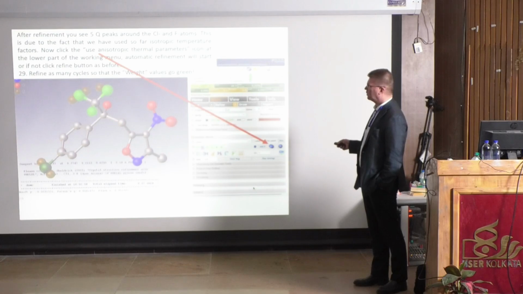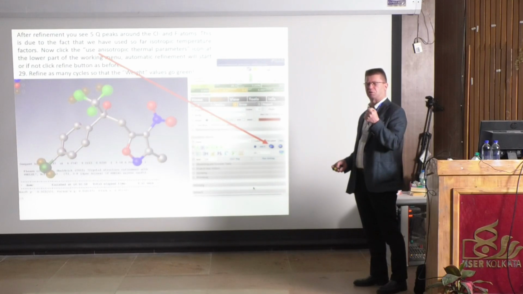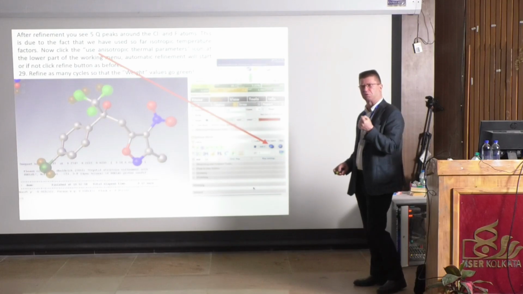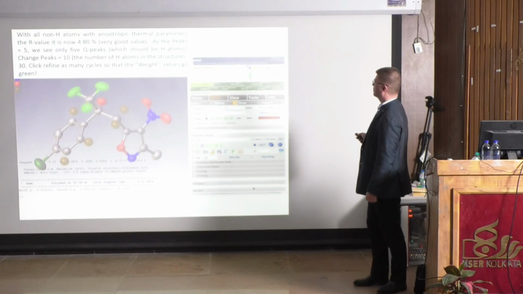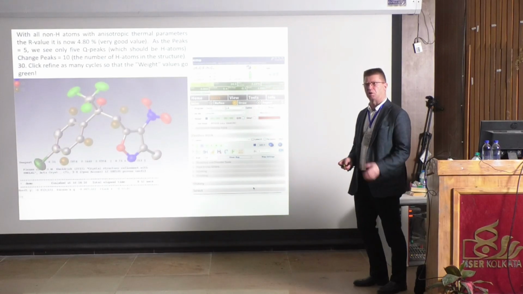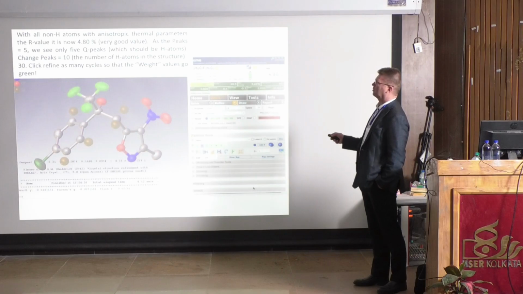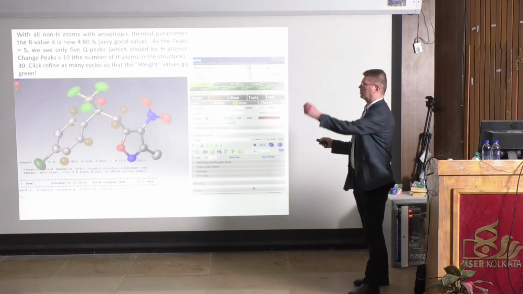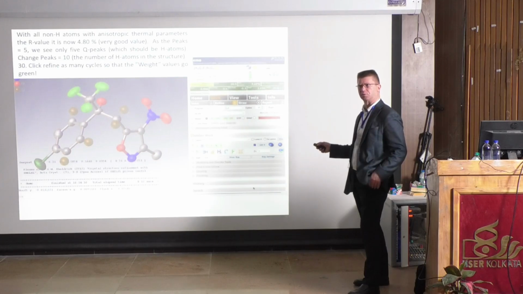It was 11.4, we changed the atom types so that they are now estimated. The thermal movement is taken into account, the real thermal movement. There's a drastic change. It drops to 4.8. And now it's green. And you can see ellipsoids in here now. And the idea is we go to the R value of 4.7, 4.8, and when the peaks are 5, we can see only 5 Q peaks, which should be hydrogen atoms.